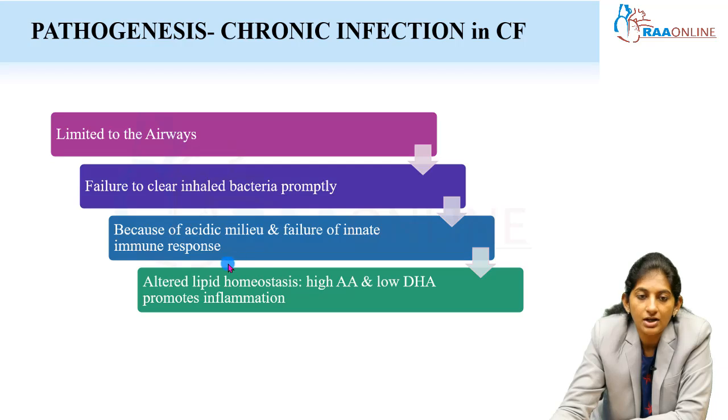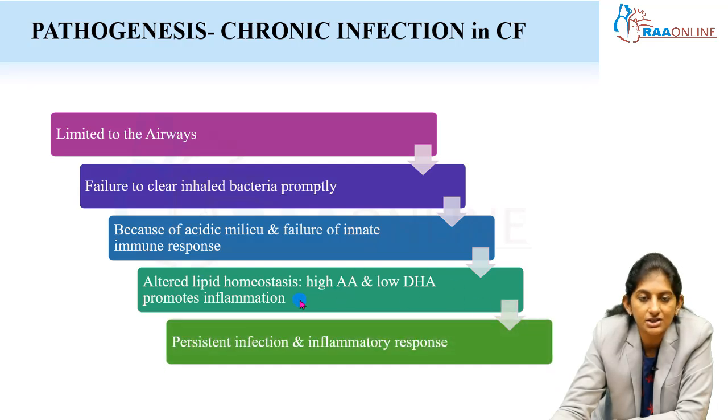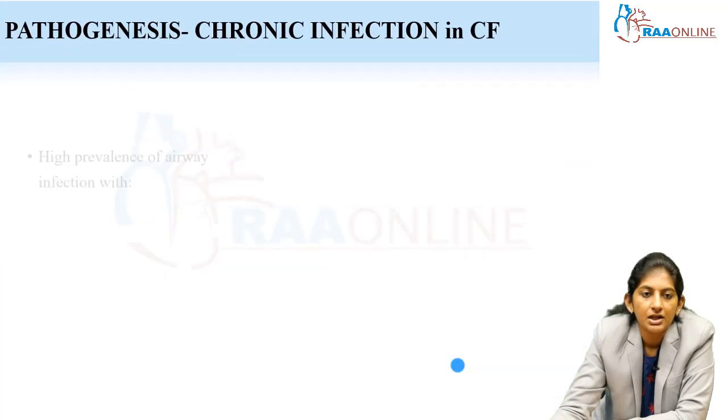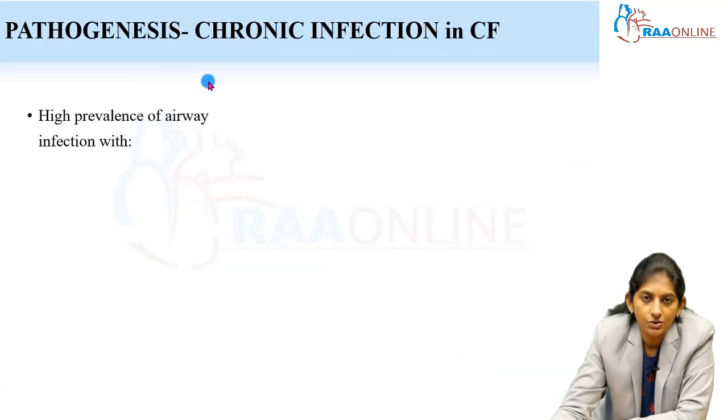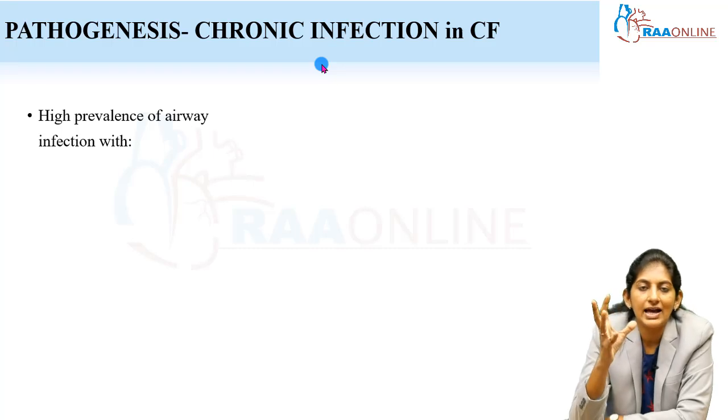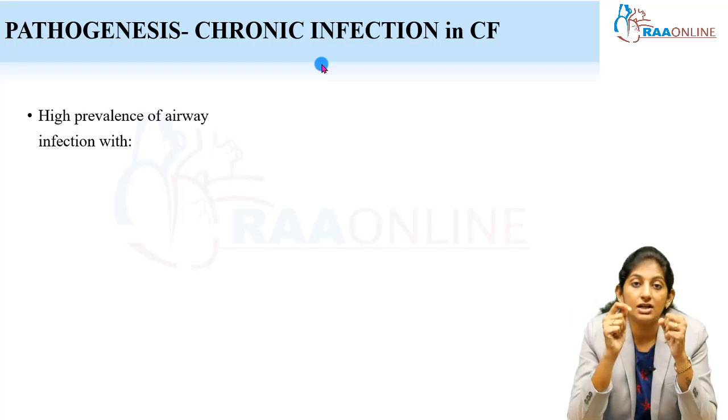There is also lipid homeostasis which is altered. There is a very high arachidonic acid and a low docosahexaenoic acid in these individuals. So this ratio will promote inflammation in these patients. So ultimately, cystic fibrosis patients will have a persistent infection and a persistent inflammation limited to the respiratory tract. So these chronic infections I told you about, and cystic fibrosis patients have a specific predilection to certain organisms.